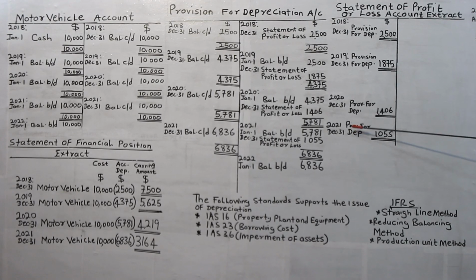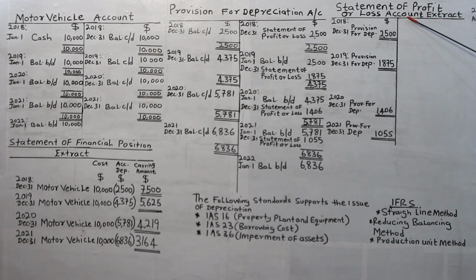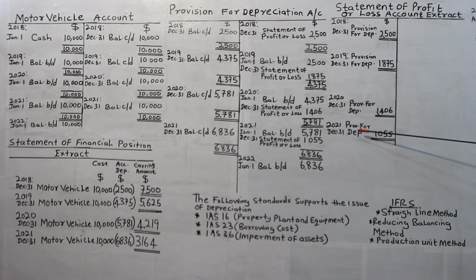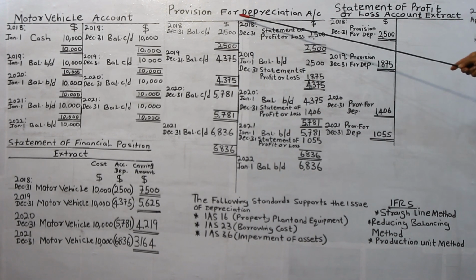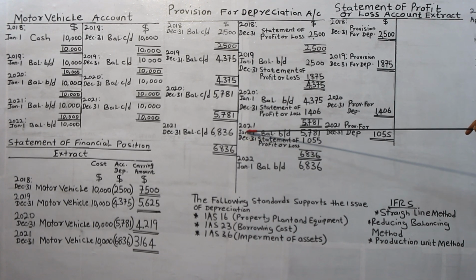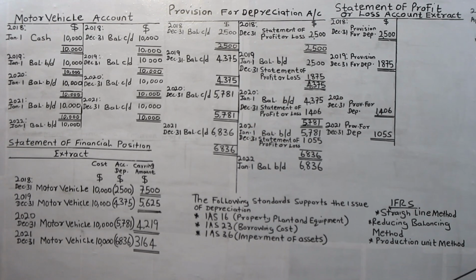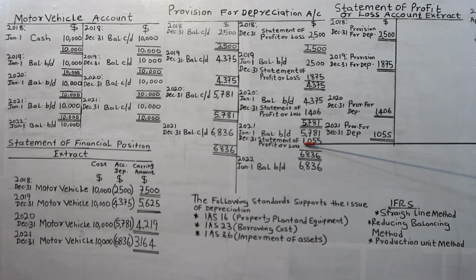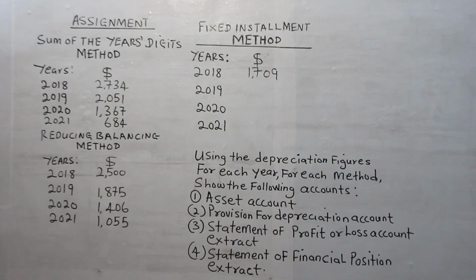Don't forget to debit the statement of profit or loss account extract with provision for depreciation of $1,055 on December 31st, 2021. This was transferred from the provision for depreciation account as at the same date, 31st December 2021, to statement of profit and loss account, 1,055.